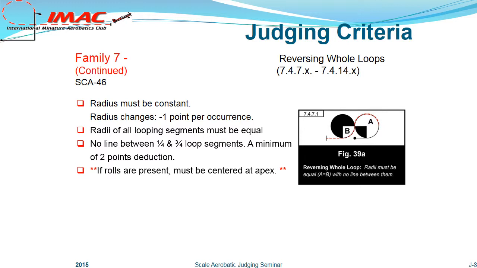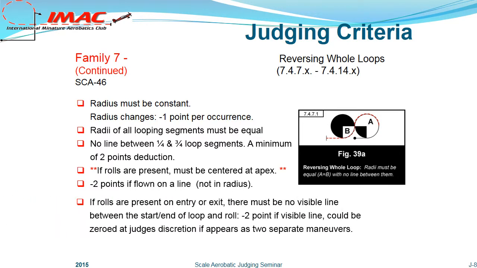If there is a rolling element integrated into the loop, either top or bottom, the element must be centered on the loop. The deduction for offsetting the roll element is 1/2 point per 5 degrees. The integrated rolling element must also be drawn in the radius of the loop. 2 points are deducted if drawn on a line.